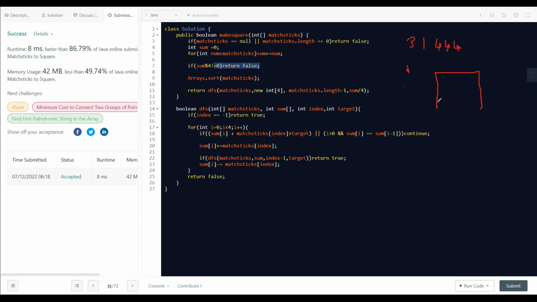Now we don't have multiple choices to place 3 and 1. For 3 we have only one choice, and for 1 we have only one choice. In case there is some value like 2 that we cannot place, then by default we cannot place it here. Once you cannot place it, that means it's not possible, and there's no point going further.